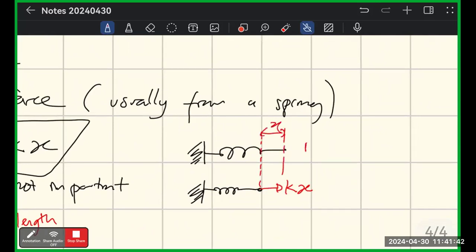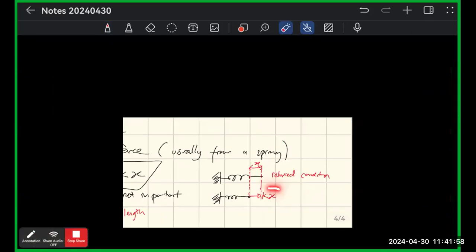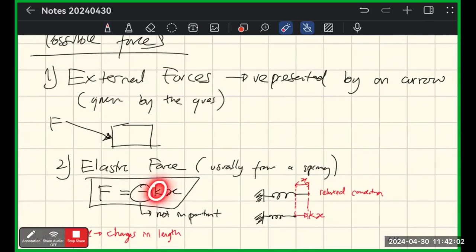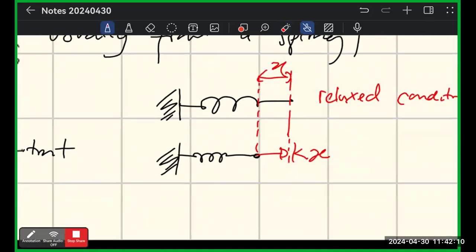This is the relaxed condition. So this is a contracted one, right? Because it's contracted to the left, it will give the force to the right, which equals k times x. K is a constant. A constant will always be given in the problem, or maybe the constant will be the thing that they are asking for.